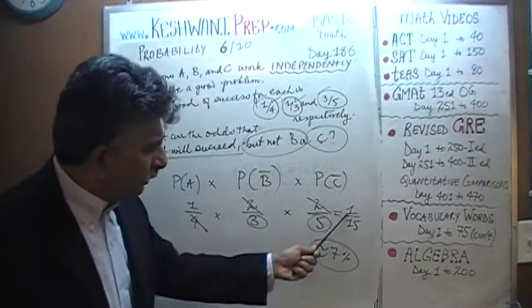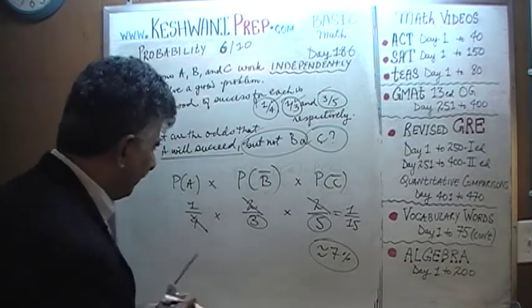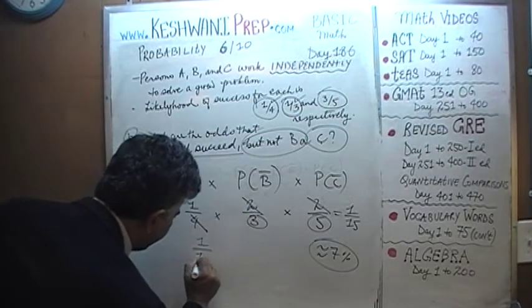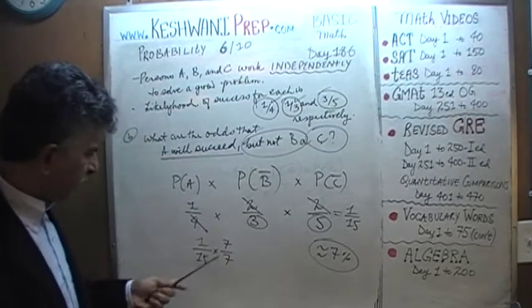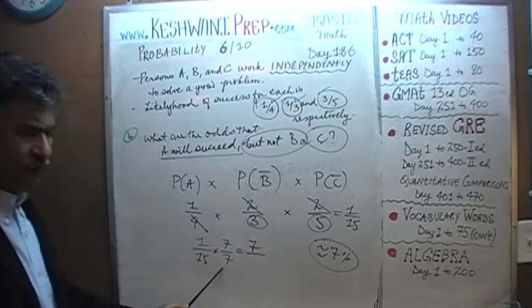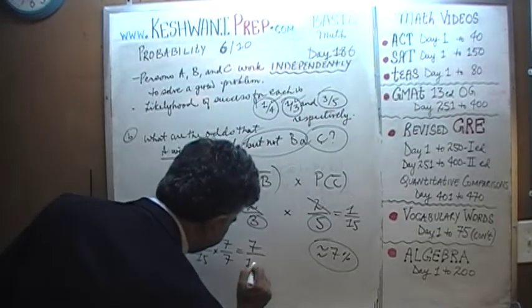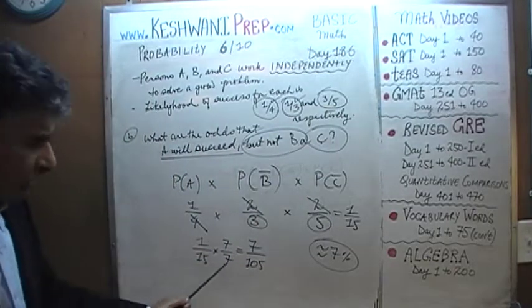How do we know 1 over 15 is about 7% chance, in case you're wondering? It's very simple. 1 over 15, if you multiply top and bottom by 7, you'll end up with 7 over 15 times 7, which is 105. How do I know 15 times 7 is 105?